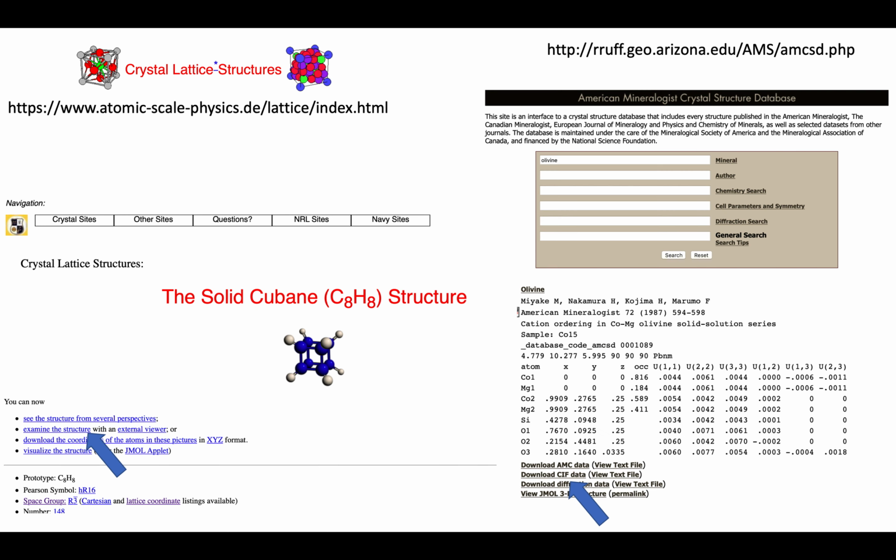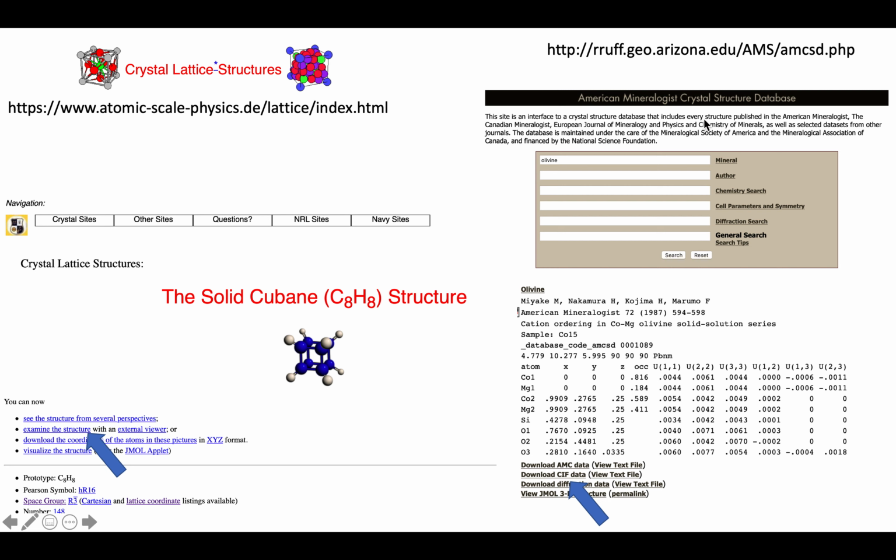So these are two examples of free databases. The one on the left, I give the website for it. I found cubane within that. And when I did examine the structure in that case, this website gives you these XYZ files. And so they're sort of like pictures, what you see is what you get. But the picture they give for the solid cubane, I think, is really helpful.